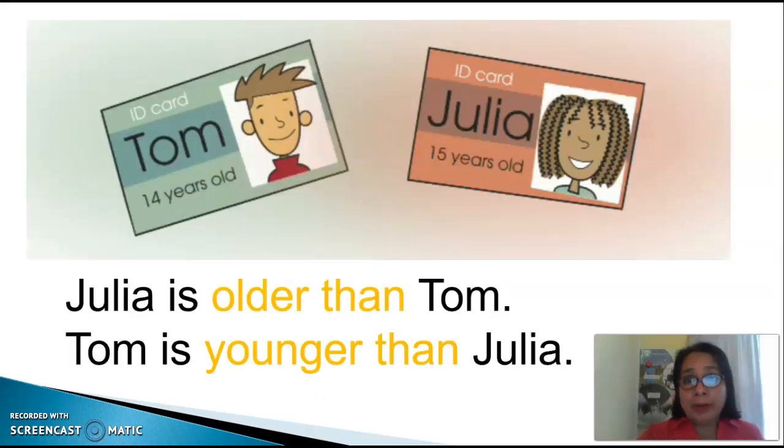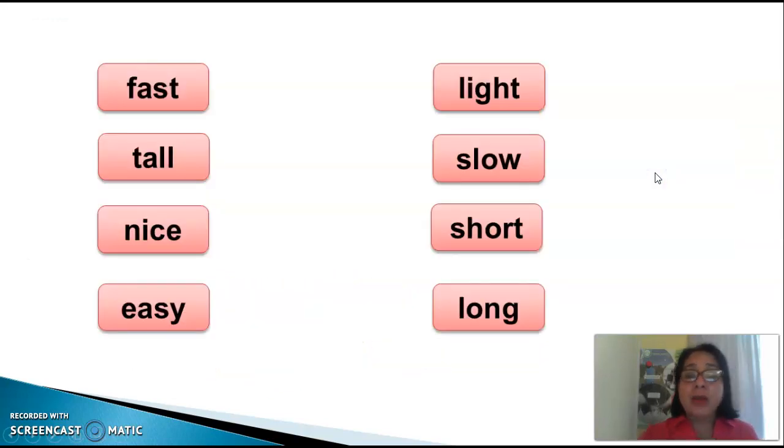When we are comparing in a sentence, we have to use the word than. And it has to be like this. Julia is older than Tom. Tom is younger than Julia. Julia is older than Tom and Tom is younger than Julia. So we're using the comparative adjective with than. Older than, younger than.